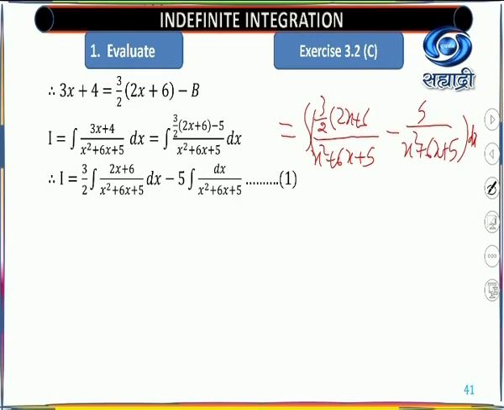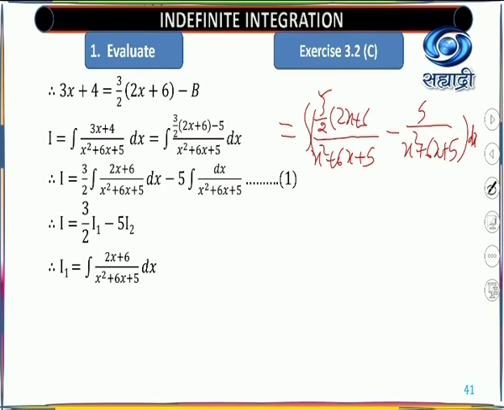Now look at here, you have separate terms in which 3 by 2 you can take outside, since it is a constant: 3 by 2 integral of 2x plus 6 upon x square plus 6x plus 5 dx, minus 5, as it is a constant, integral of dx upon x square plus 6x plus 5. We'll call this equation 1, because two different integrals are here. We'll call them I1 and I2. There are two different methods to solve the two integrals. So now we'll start with I1. What is I1? I1 is the integral of 2x plus 6 upon x square plus 6x plus 5.